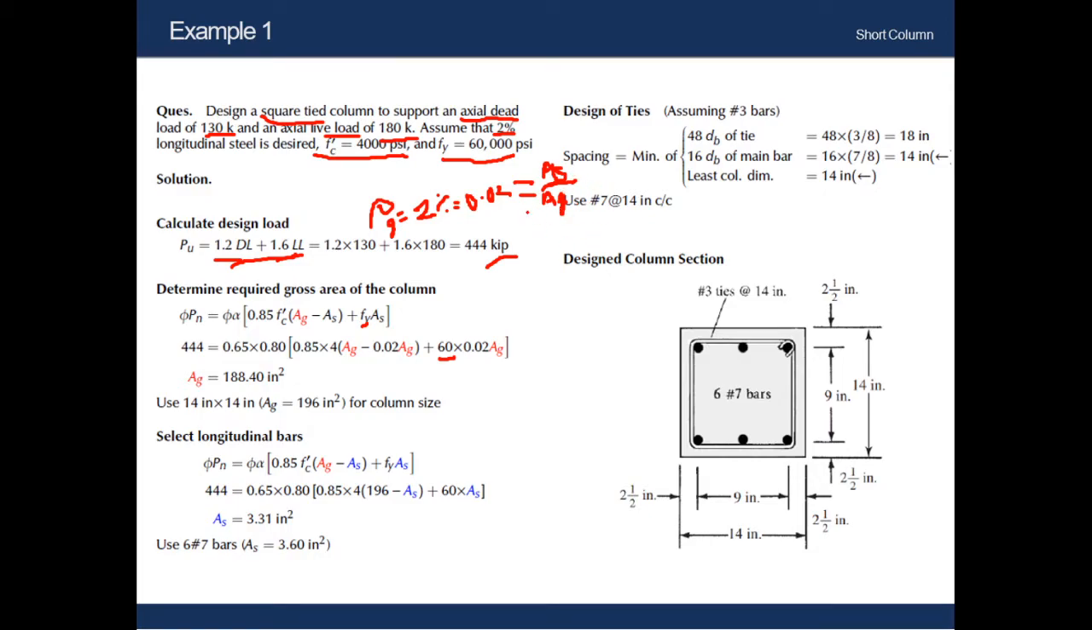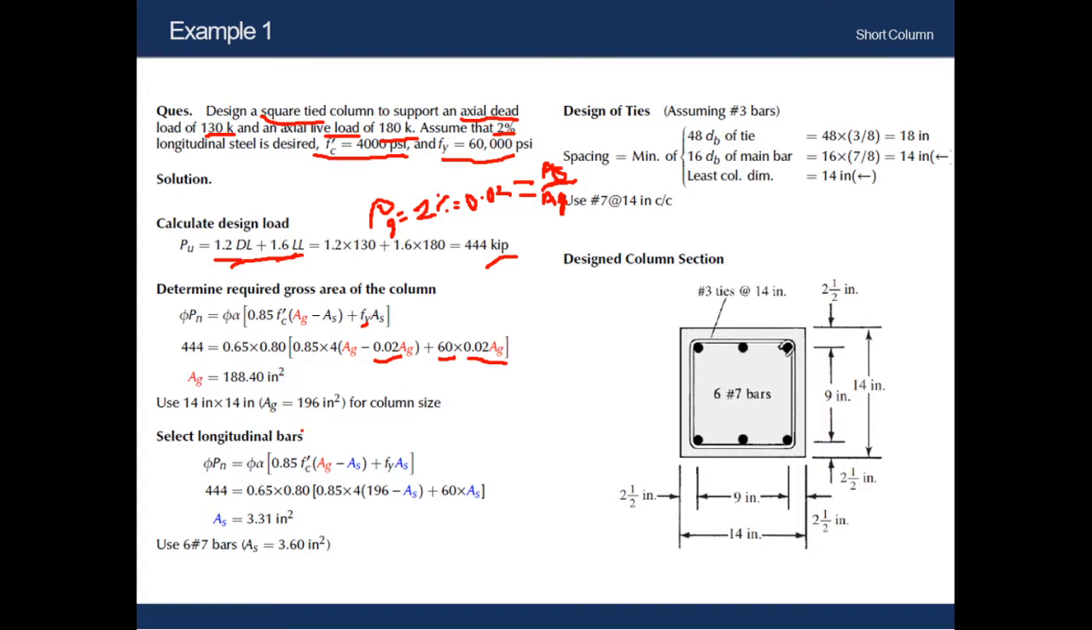So we can say in another way that if AG moves to this side, AS will be equal to 0.02 into AG. So in place of AS, we are replacing with 0.02 into AG. We can see from this equation that only the value of AG is unknown. So from here we can calculate the value of AG.